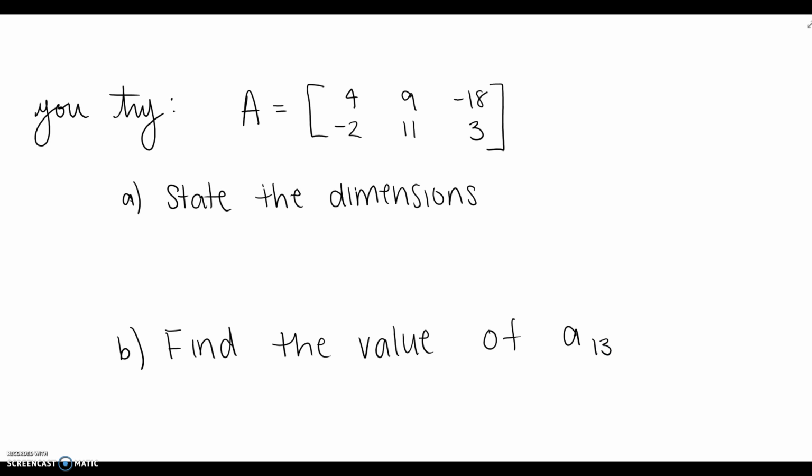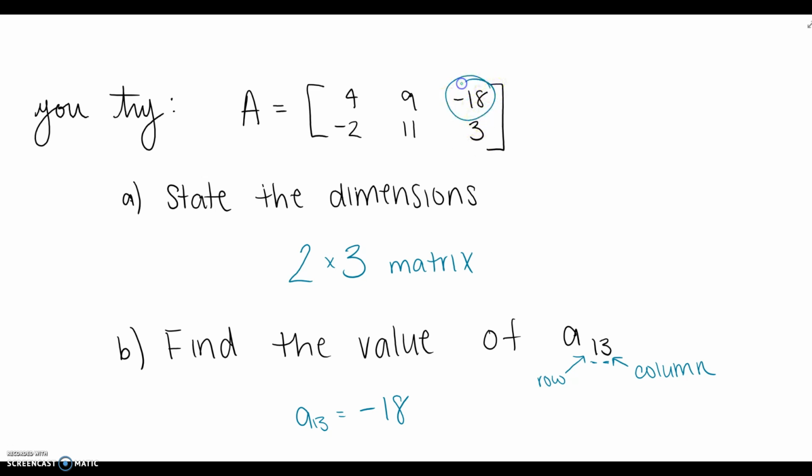I'll pause the video so you guys can complete this. So this is a 2 by 3 matrix because we've got 2 rows and 3 columns. And the value of A13, well, the first number written is the row and the second number is the column, so that is going to be row 1, column 3, so negative 18.